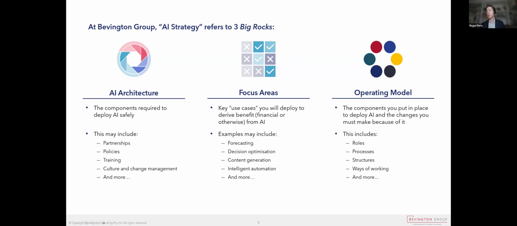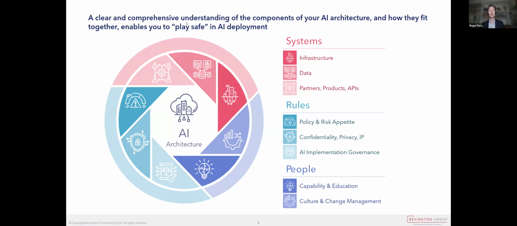So if this is the definition of what we mean by AI architecture, i.e., a relatively fulsome exposition of these three, let's deep dive a bit. A clear and comprehensive understanding of the AI architecture, you would, at the very least, and there are more components, have to deal with the following: what infrastructure, what data, what partners, products, and APIs.